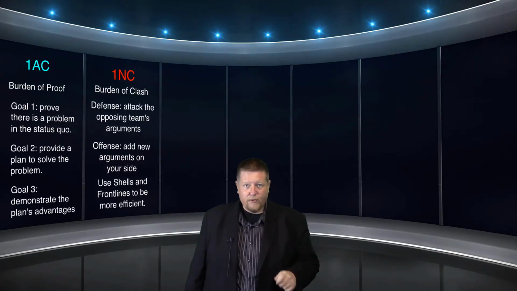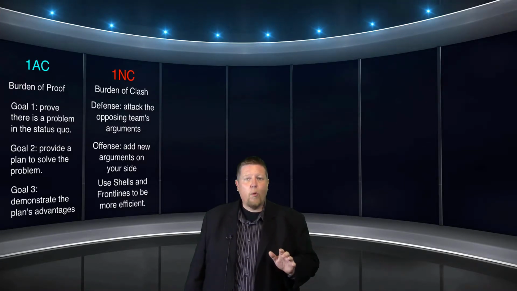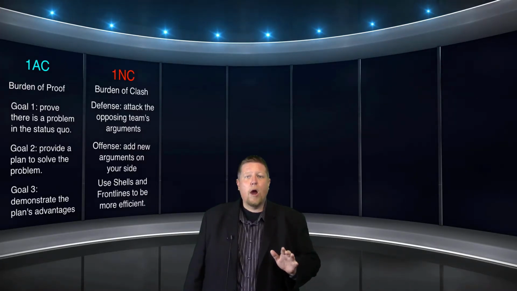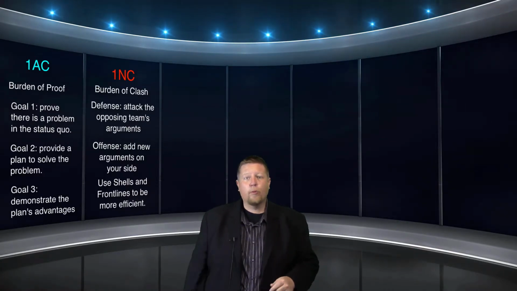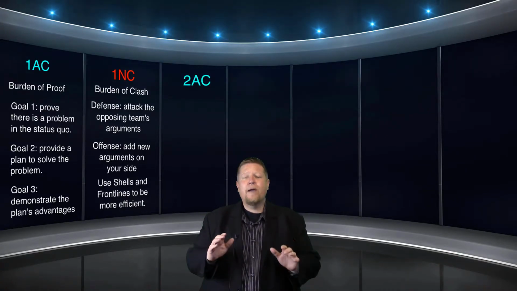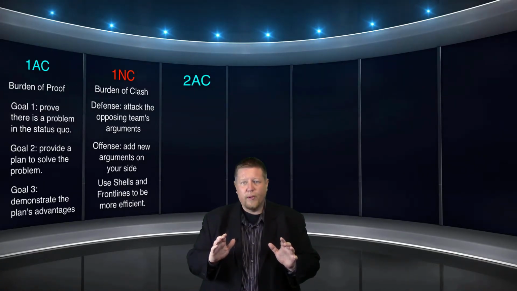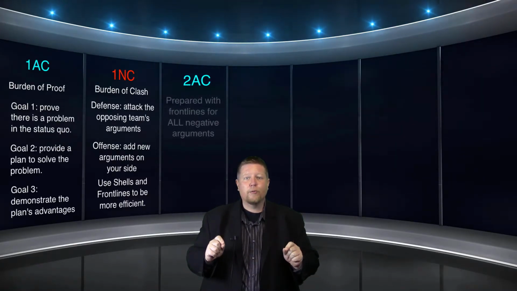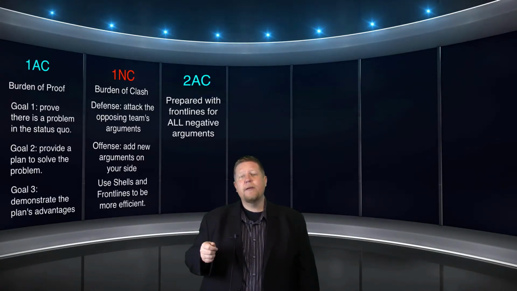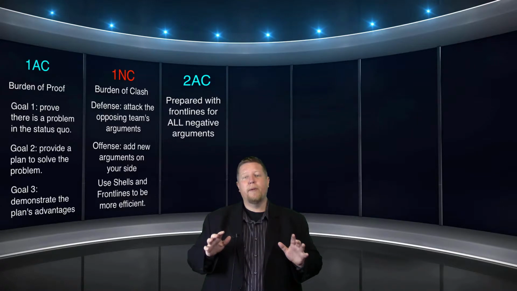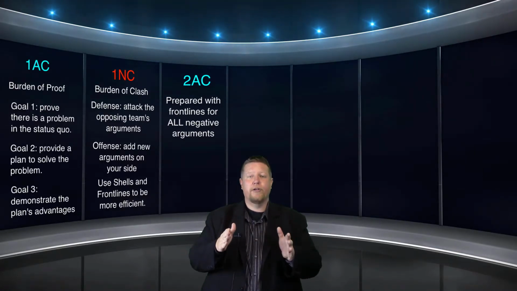So, that's the first negative constructive. And before the 1N has a seat, the 1A will come up to the front of the room and cross-examine the 1N for 3 minutes while the 2A prepares his or her speech. The second affirmative speaker now has some real work to do in the second affirmative constructive, or the 2AC. The second affirmative speaker now has to read front lines or respond to all the different arguments made by the 1NC. The good news is that the affirmative team got to decide what today's round was going to be about. In this case, it's warrantless wiretaps.